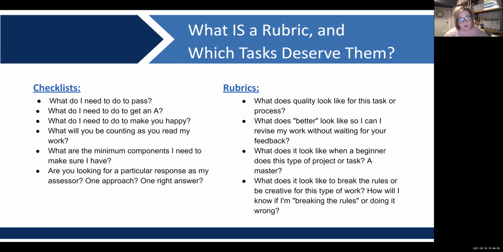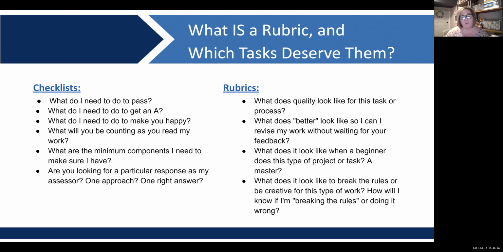Rubrics are very different. Rubrics define what quality looks like for a task or a process, and they define it by degrees of performance: 4, 3, 2, 1. Best practice suggests that we use an even number of levels because psychologically we tend to bias toward the middle when we're grading. A rubric helps learners understand what better looks like so that they can revise their work without waiting for an instructor's feedback. Rubrics are great sources of feedback.